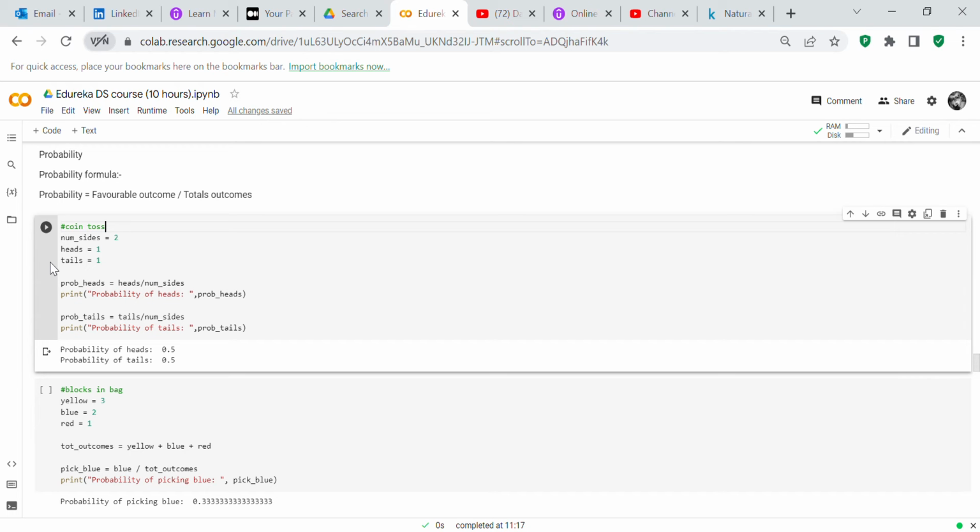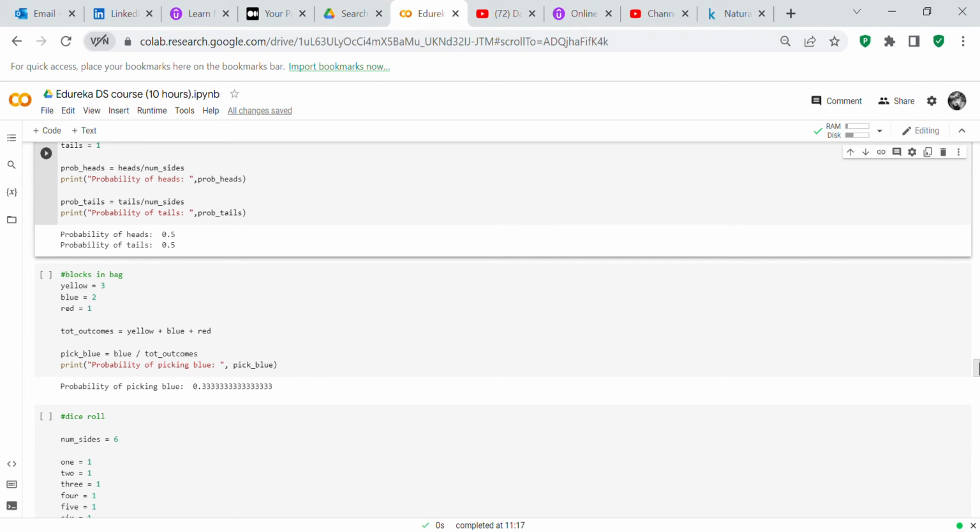And prob_tails equals tails over num_sides. So you print probability of tails, comma, prob_tails, and so the probability there is 0.5. So whether you toss heads or tails, there's 50% probability.